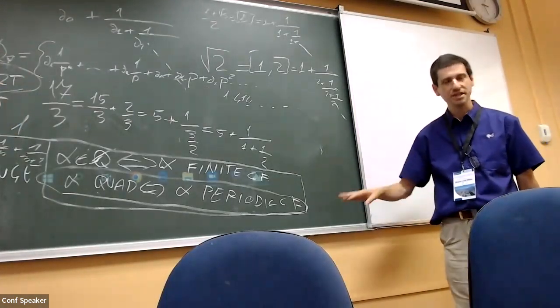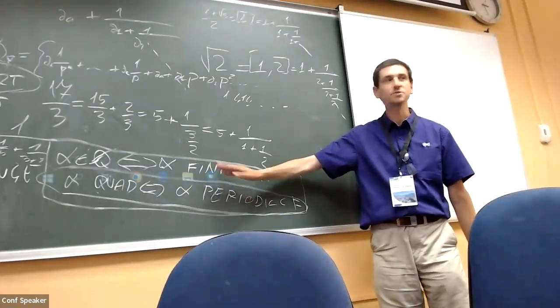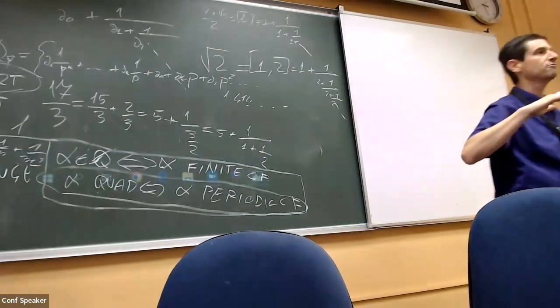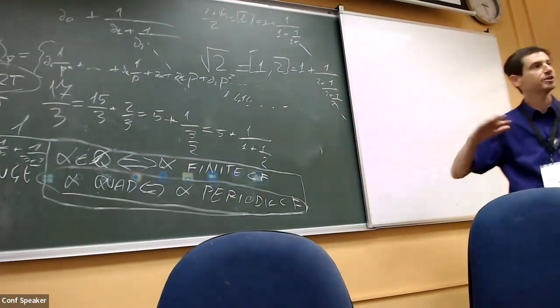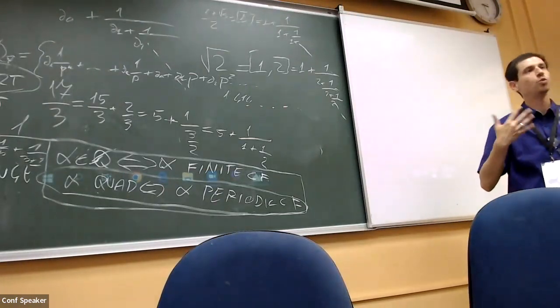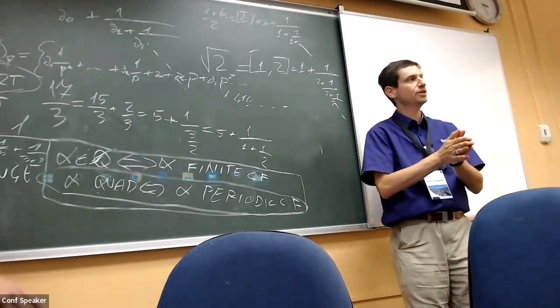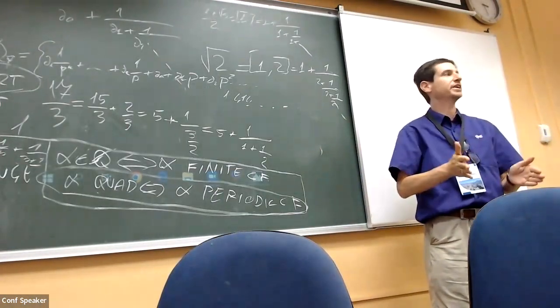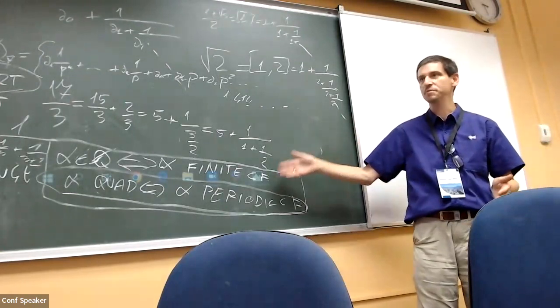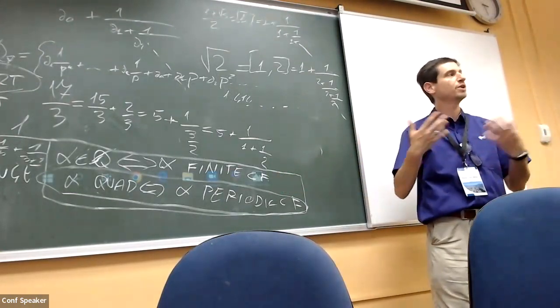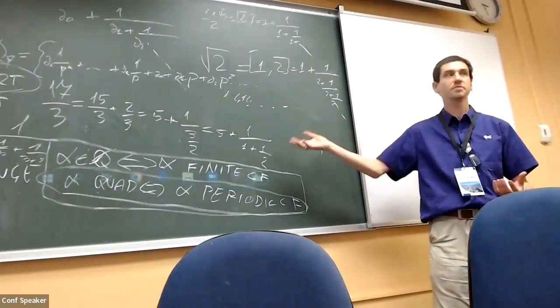So the other comment is this beautiful interplay between quadratic irrationals and periodic continued fractions, which is one of the wonderful properties of continued fractions. The rational numbers have finite continued fractions. The quadratic irrationals have periodic ones. And then a big question is, well, what if I give you a cubic irrational? Is there something nice you can do there?